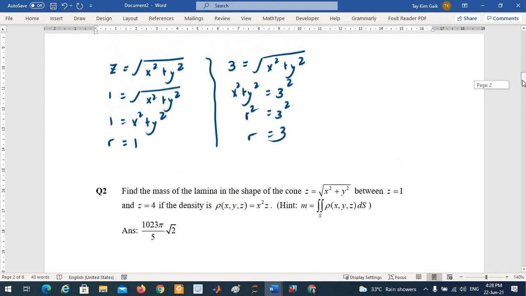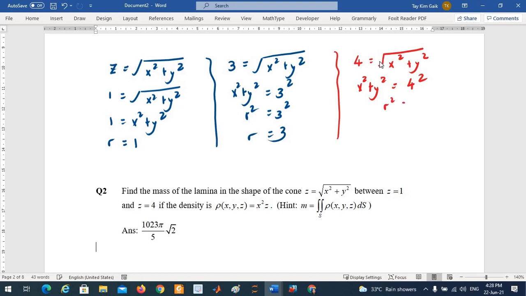So in this case, if z equal to 4, similar to question 1, z is 4 equal to square root x squared plus y squared. When you square both sides, x squared plus y squared equal to 4 squared. So r squared equal to 4 squared, r is 4. So in this case, the r is from 1 to 4. Still the donut area bounded by r equal to 1 up to r equal to 4. Only this one involves the application question.